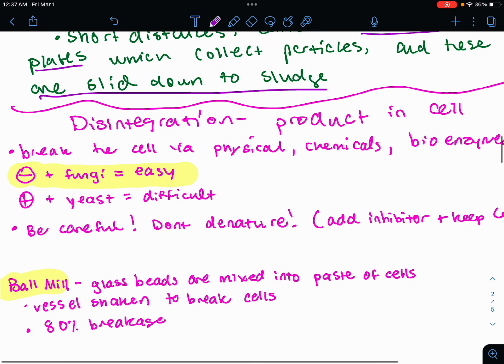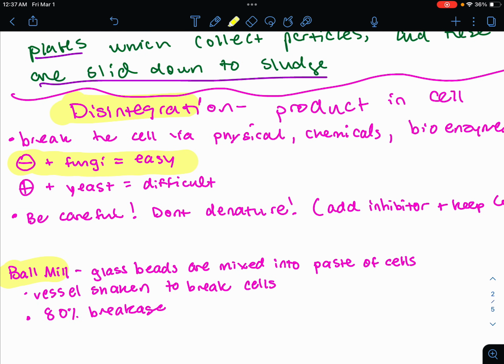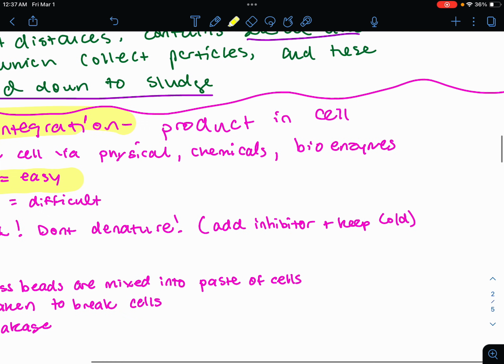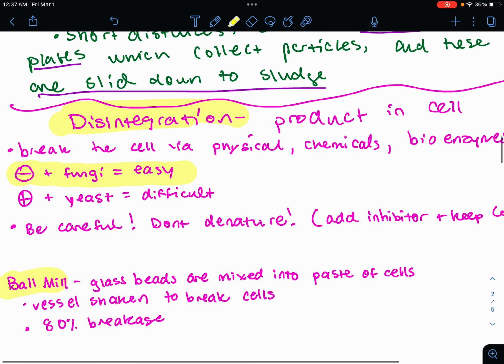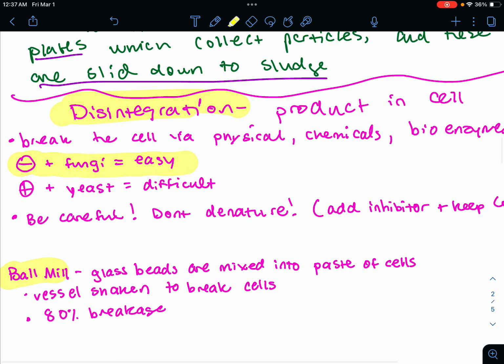Let's talk about disintegration. Whoa, sounds powerful. So the disintegration of microbes: if the product is intracellular, or inside the cell, it'll need to be fragmented by physical, chemical, and biological means. You're going to find it's easy to break the gram-negative and the fungi. Those are easy to deal with. However, gram-positive and yeast are more difficult.